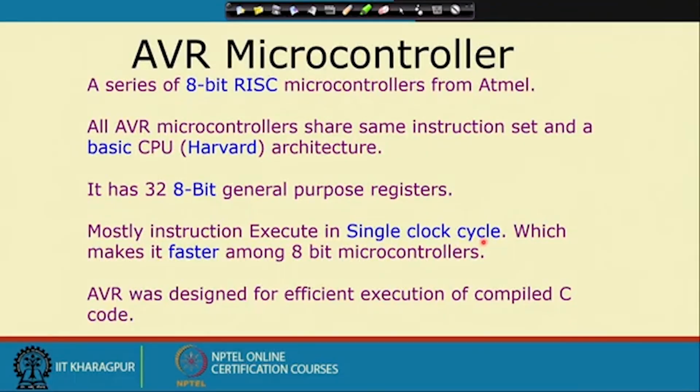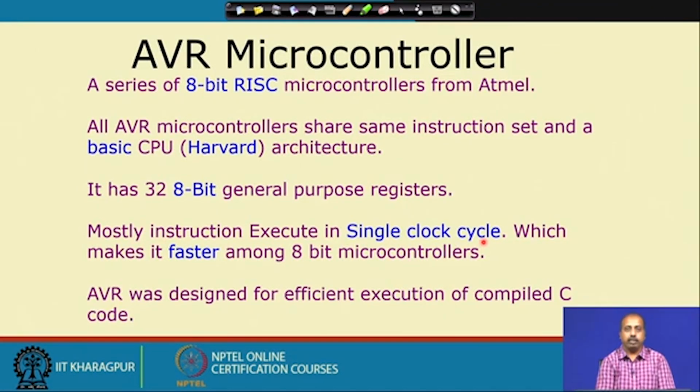It has 32 8-bit general purpose registers. That is a large number of registers, you see. That makes it suitable for RISC architecture, and most instructions execute in a single clock cycle, which makes it faster among 8-bit microcontrollers. In a single clock cycle the entire instruction is executed.